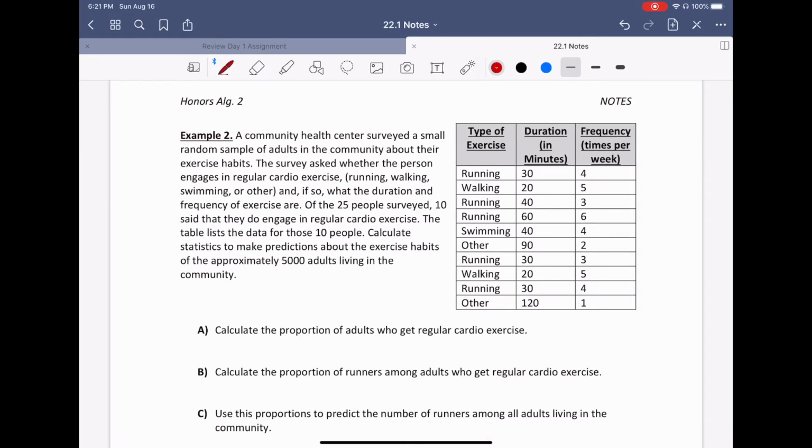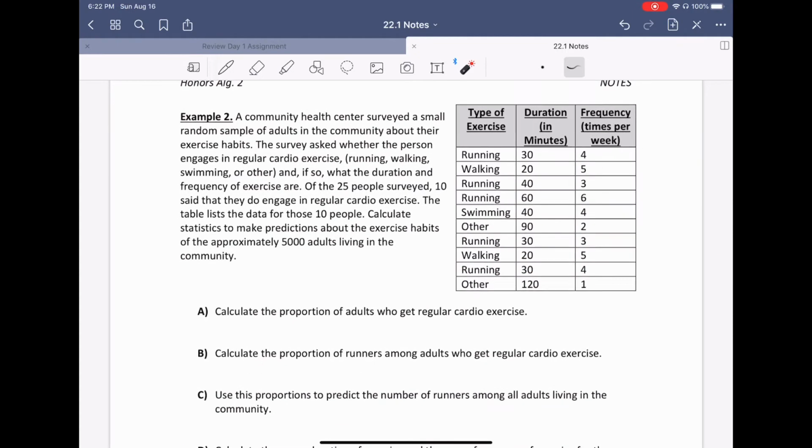All right, so as you can see in the table, 10 people said they enjoyed these types of exercises for this amount of time and this number of times per week. For example, this person likes to run for an average of 1 hour, 6 days a week. This person likes to walk 20 minutes for 5 days a week. Okay, so let's go ahead and use that data to calculate different proportions or different statistics.